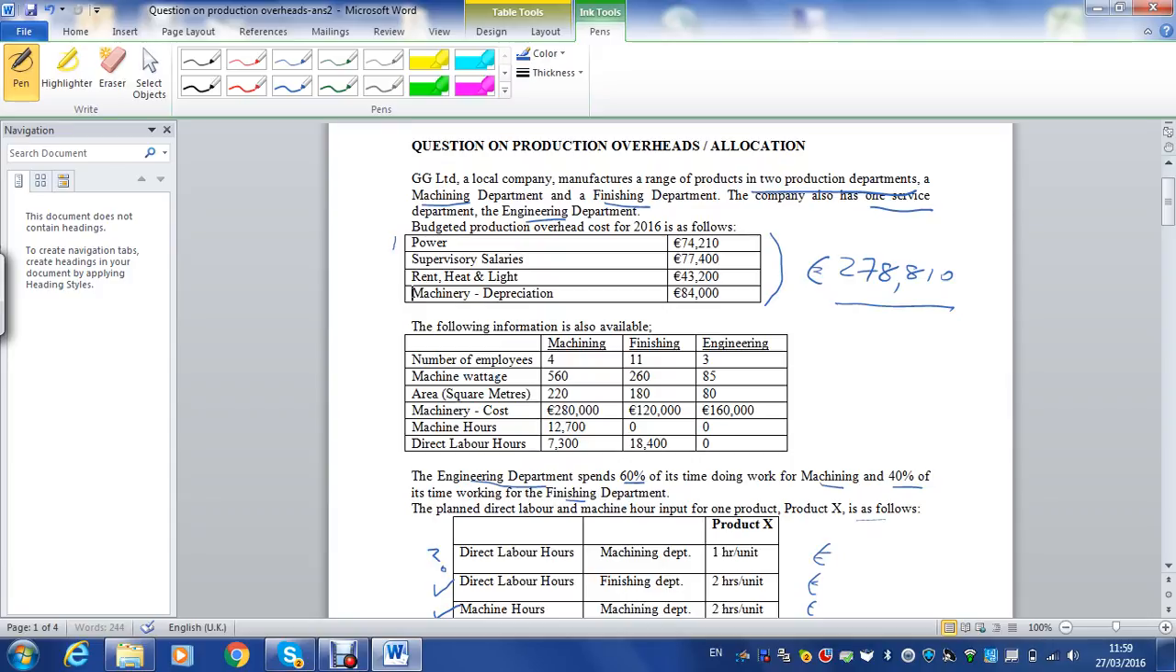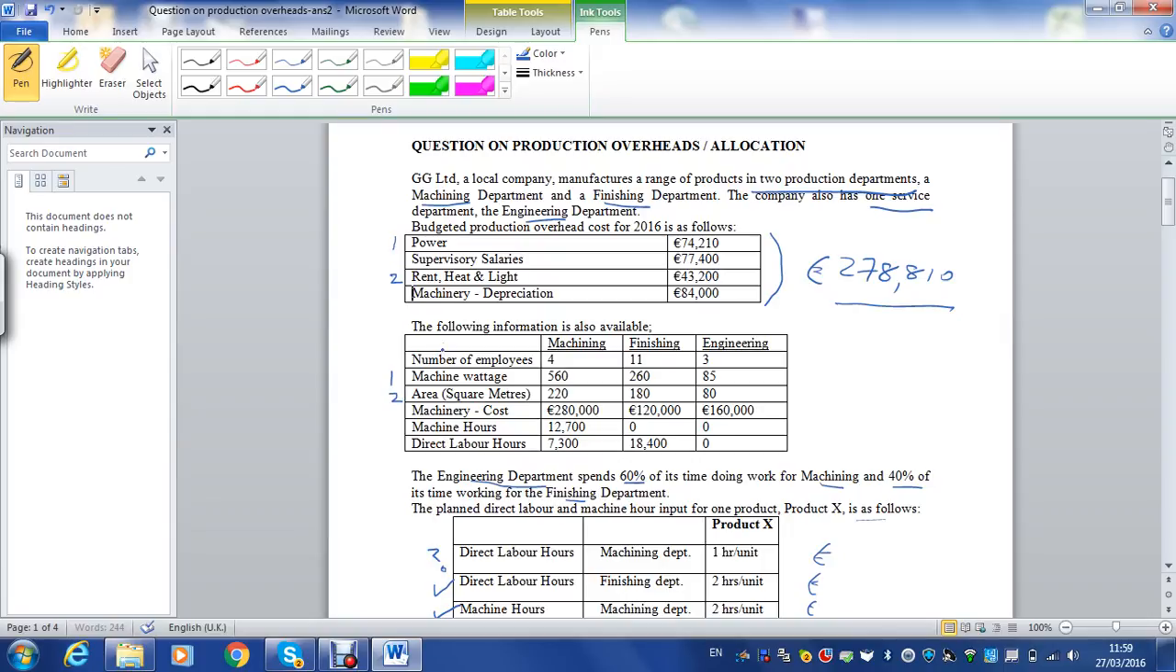Well, wattage looks like power. There's nothing else here, so we'll put a 1 beside there. Supervisory salaries, oh, that could be anything really. So we have labour here, and we have employees there. So let's just leave that one for the moment. Rent, heat and light is definitely area, because rent is space. So there's your hint.